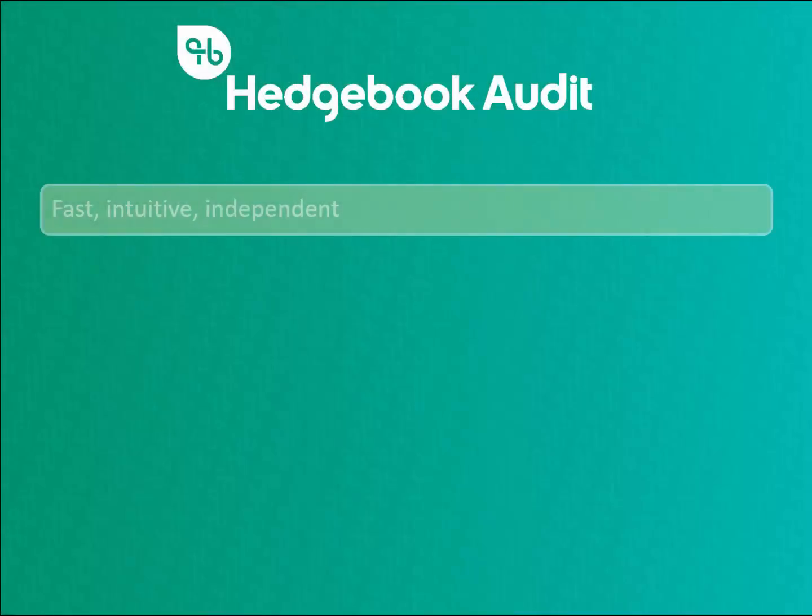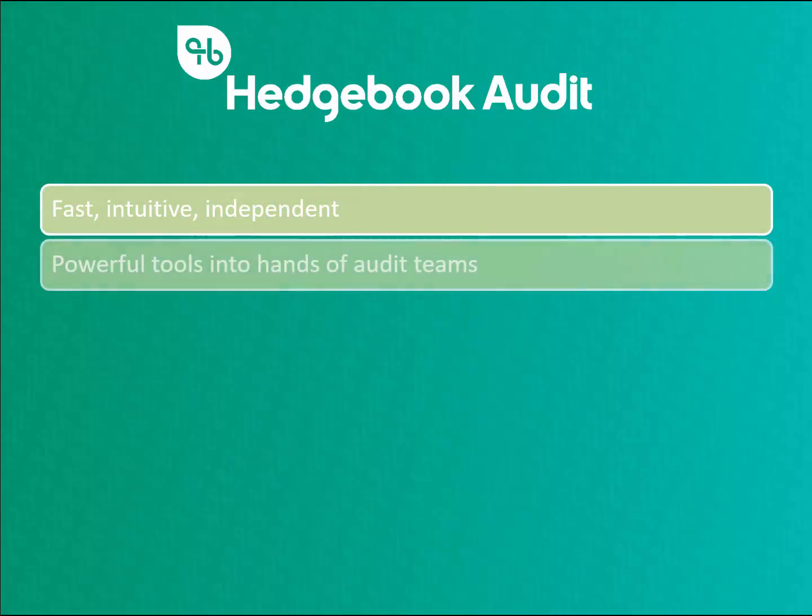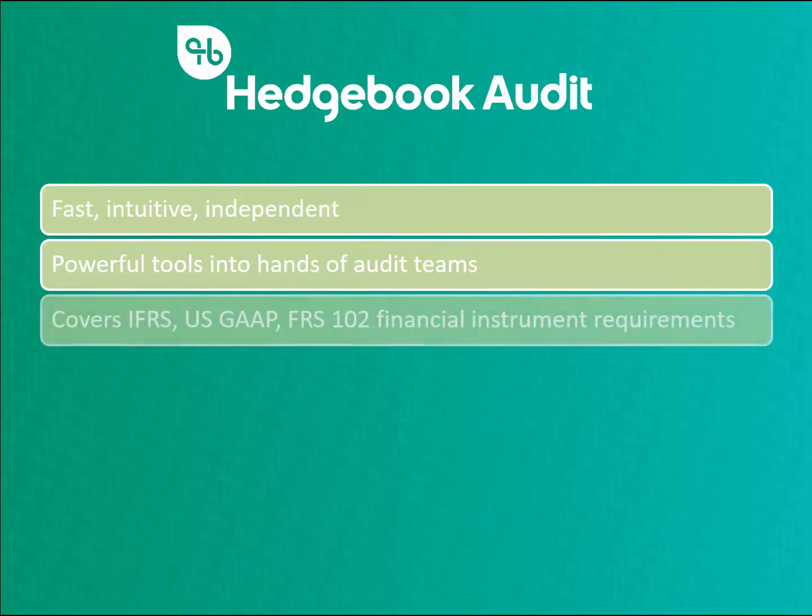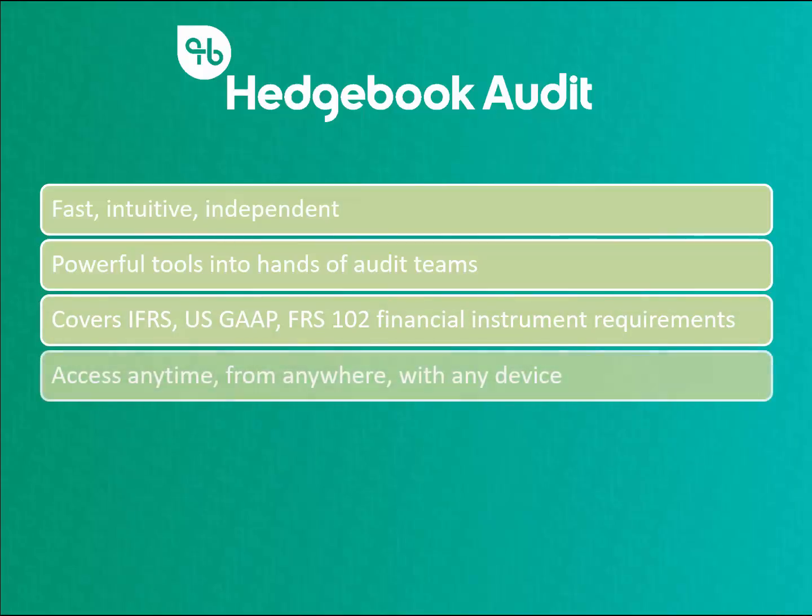In summary, Hedgebook Audit is fast, intuitive, and most importantly, independent. It puts powerful valuation and reporting tools directly into the hands of audit teams, ensuring fair values are calculated quickly and recorded accurately. Hedgebook ensures compliance with IFRS and US GAAP, as well as FRS 102 for the UK SME market. Hedgebook Audit is cloud-based, so can be accessed anytime, anywhere, from any device.